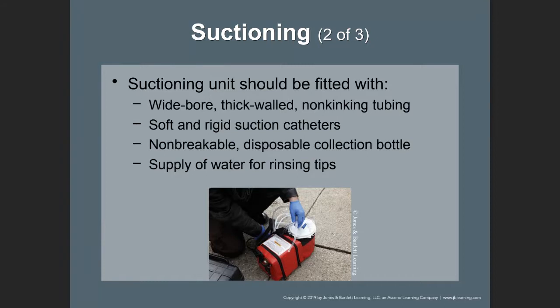The suction unit should be fitted with wide-bore, thick-wall, non-kinking tubing, and soft and rigid suction catheters. Soft and flexible is for minimal secretions or places that a rigid suction catheter cannot fit into. Rigid suction catheters are used for large amounts of secretions. The suction device must also have a non-breakable, disposable collection bottle. A supply of water should also be available for rinsing the tips of the suction catheters.